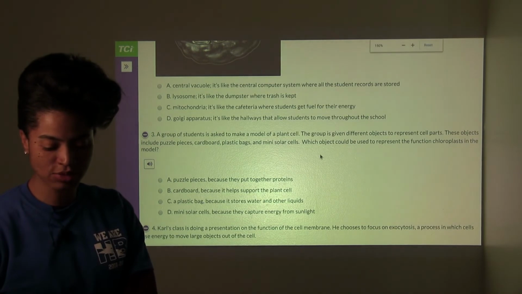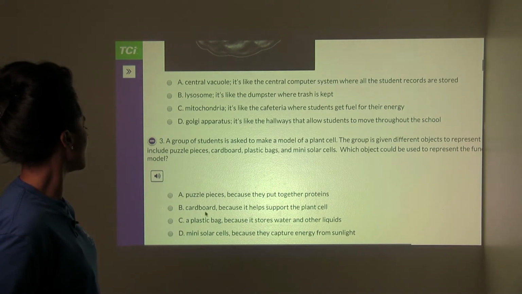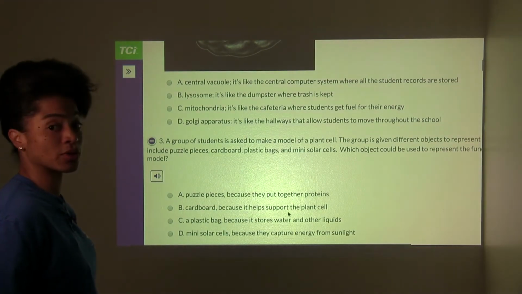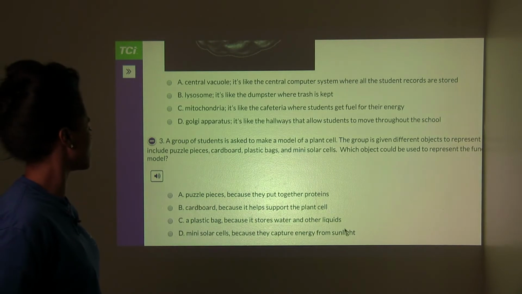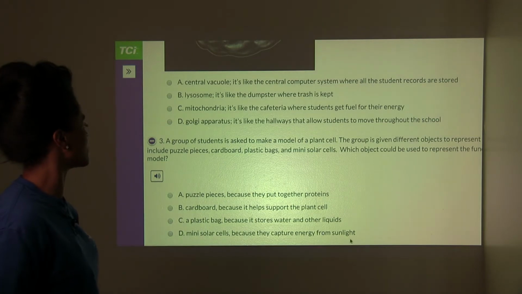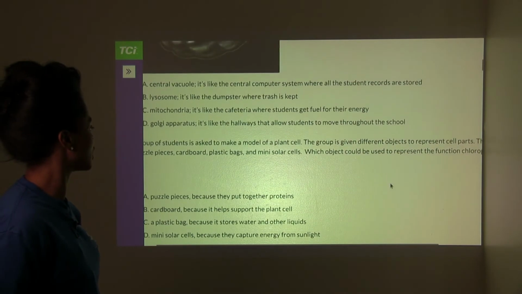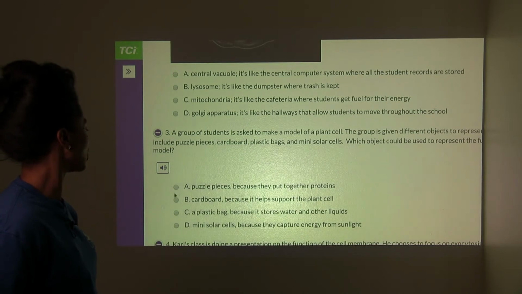A, puzzle pieces that put together protein. B, cardboard because it helps support the plant cell. C, a plastic bag because it stores water and other liquids. D, many solar cells because they capture energy from sunlight. Which object could be used to represent the function of the chloroplast? All right, make your choice. Okay, let's take a look.